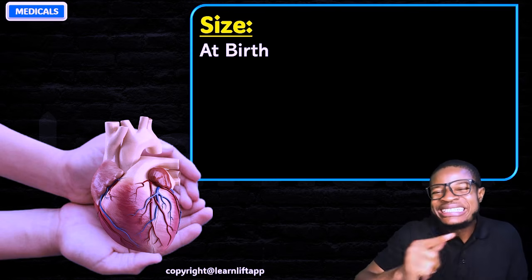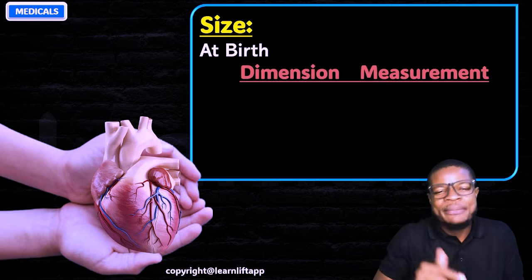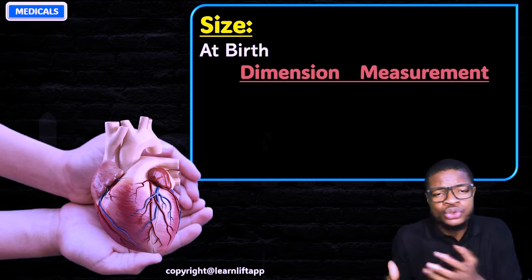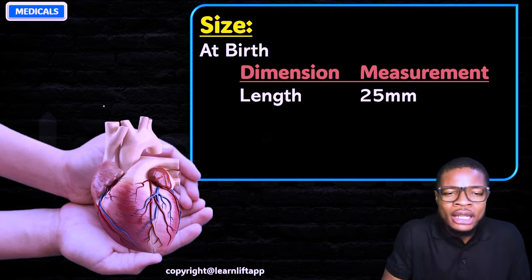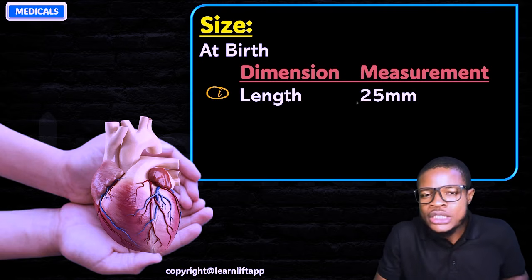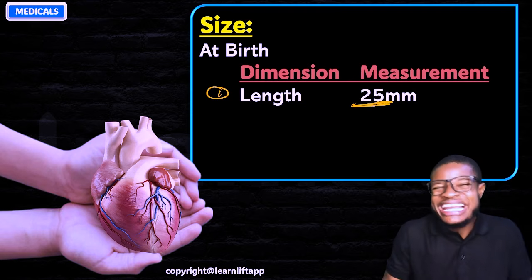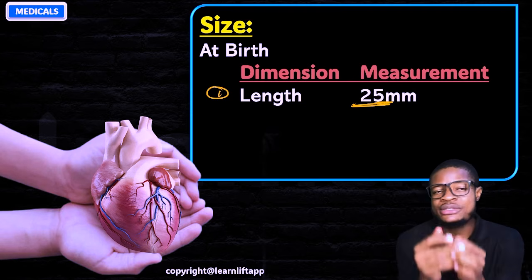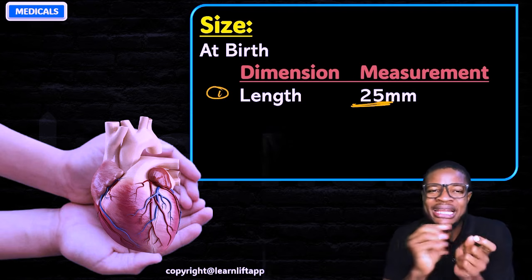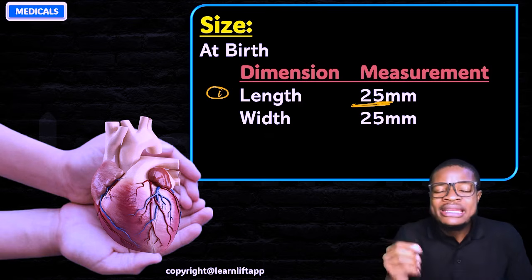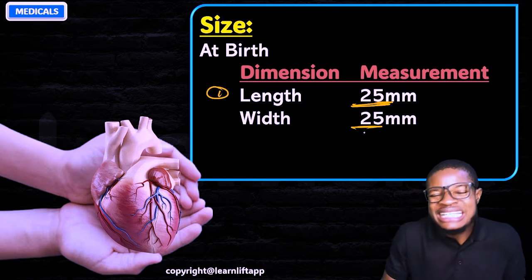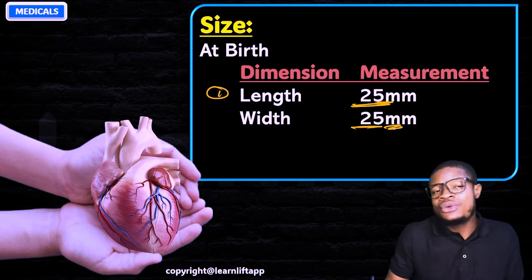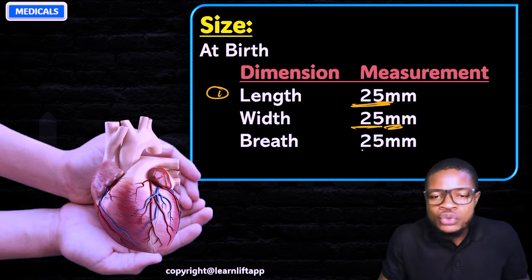At birth, what is the size of the heart like? Let me give you the dimensions of certain things you should know. At birth, the length of the heart is 25 millimeters. You know, the heart is small at birth. The width is 25 millimeters, and the breadth is 25 millimeters.